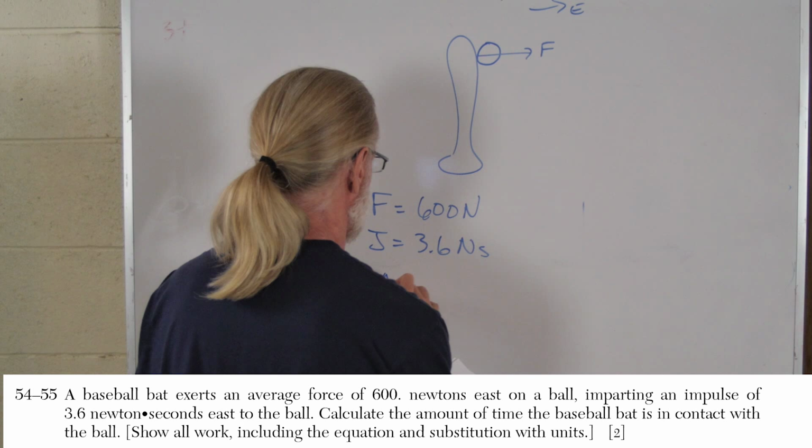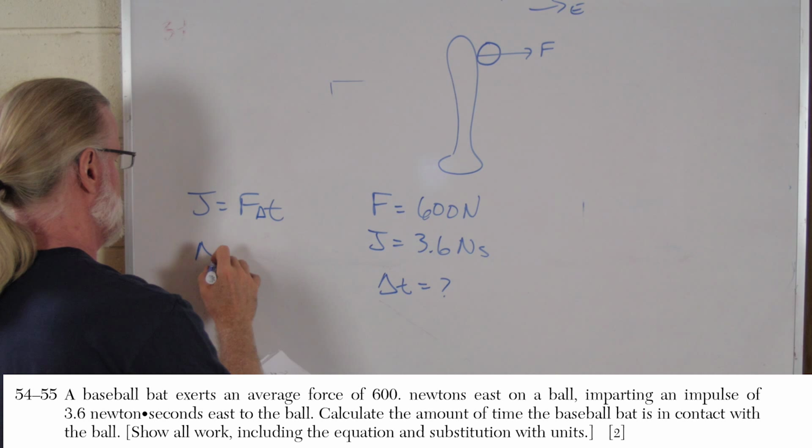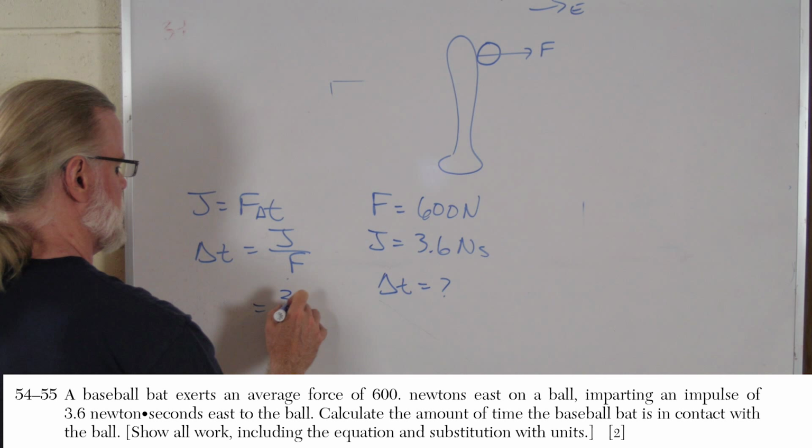Well, that's pretty easy. Impulse equals F delta T. Delta T equals impulse divided by force. 3.6 newton seconds divided by 600 newtons.